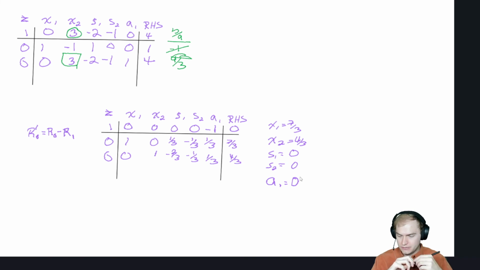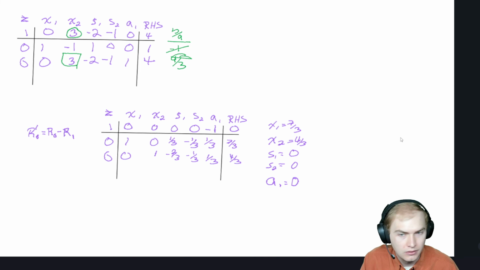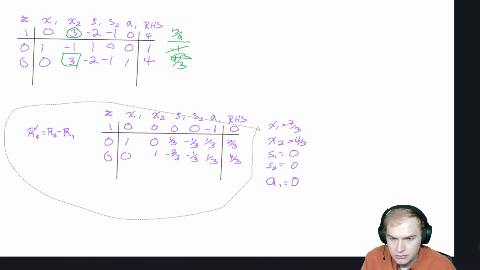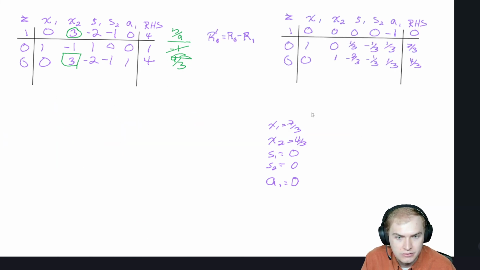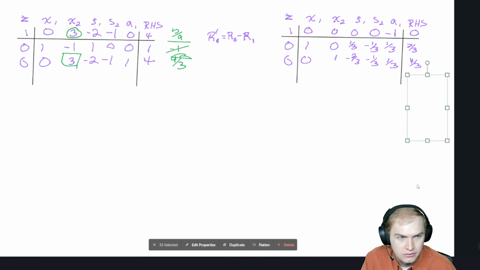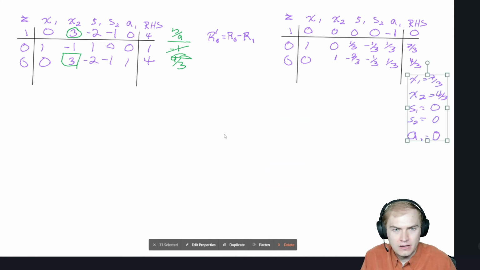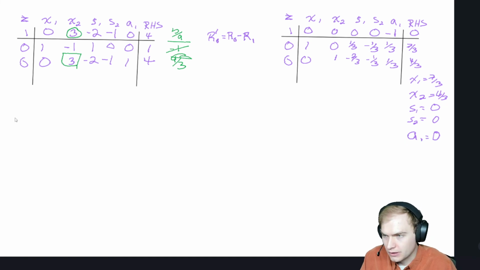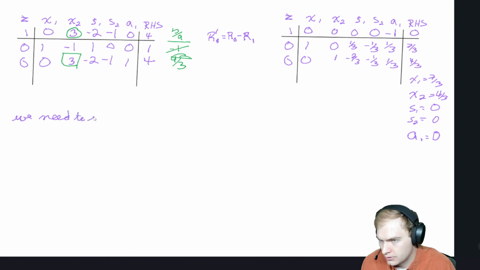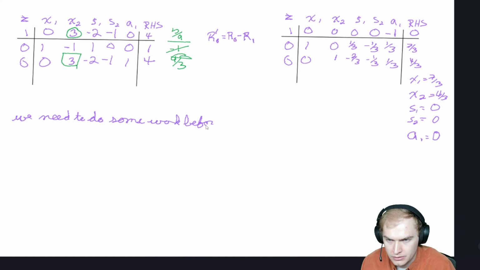It's not quite the case here. We have another step to go. I'm going to drag this up here, put that over here. So we need to do some work before simplex can resume.